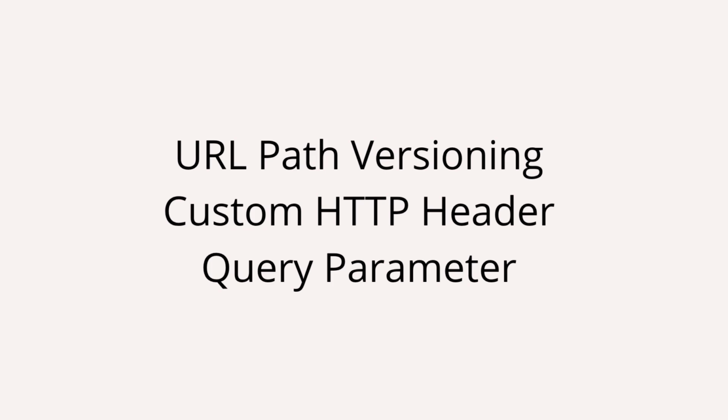Custom HTTP header. The version goes in a header, like API-Version: 2. This keeps URLs clean but can be tricky to implement and cache. Query parameter. The version is in the query string, such as version=2. Less common and can conflict with other parameters. Consistency is key. Most major APIs stick to URL path versioning because it's simple and visible.